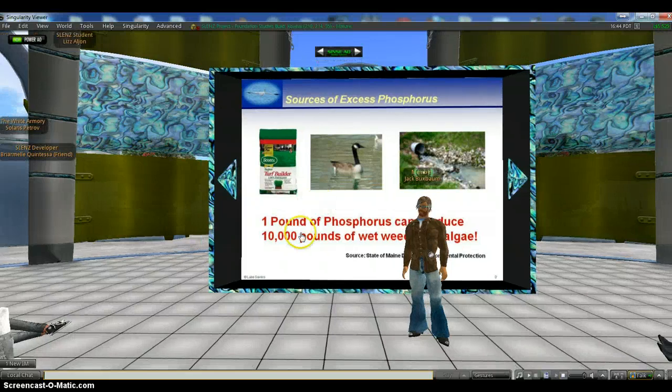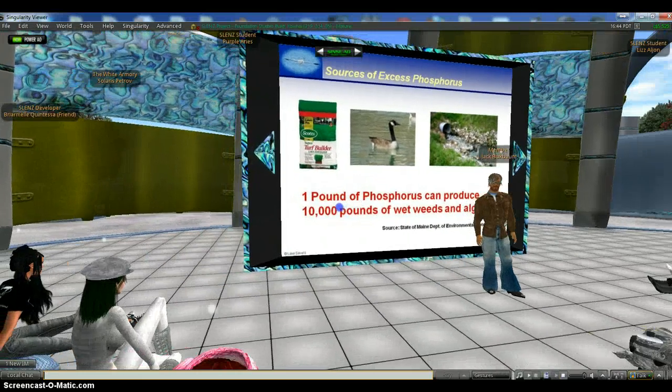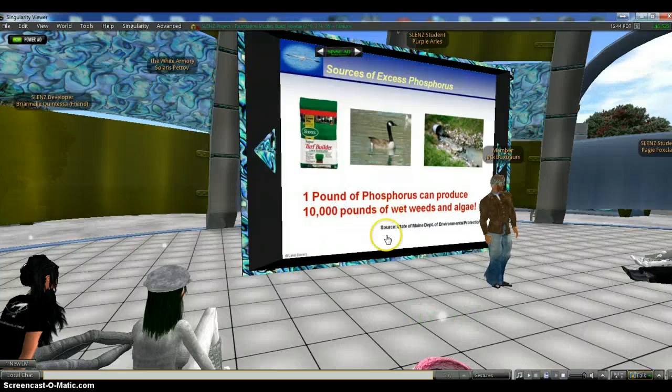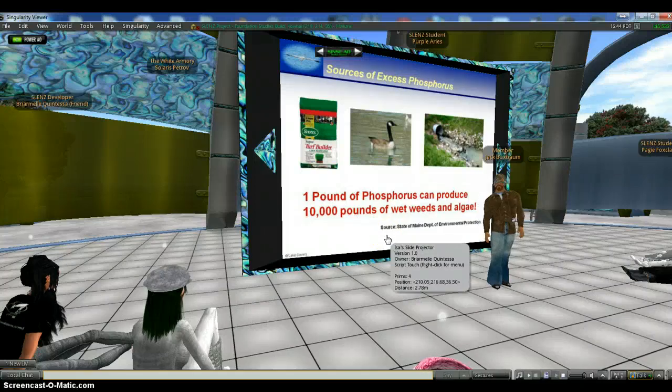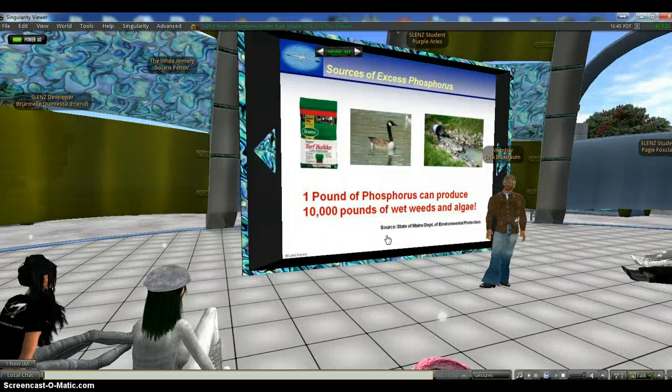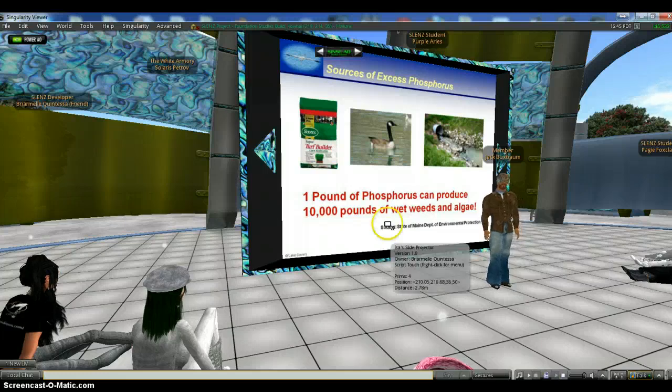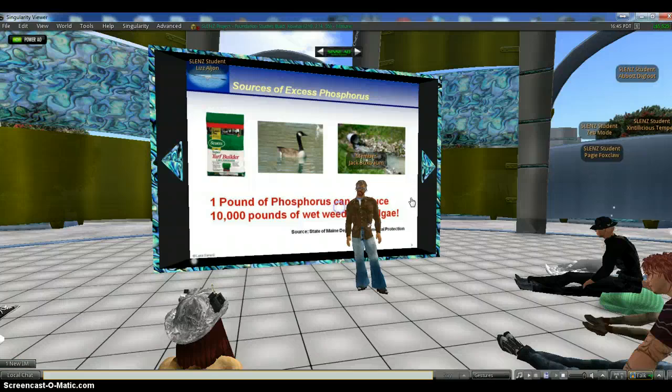What does it say behind me, in the red? One pound of phosphorus can produce how many pounds of weeds and algae? 10,000. Oh my! Are you serious? Wow. Next slide.